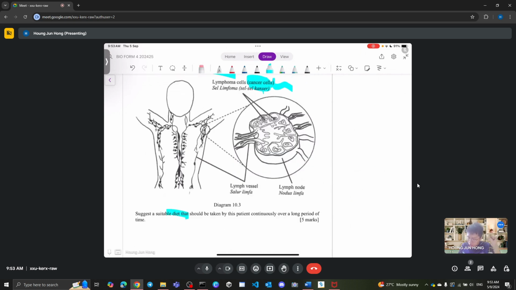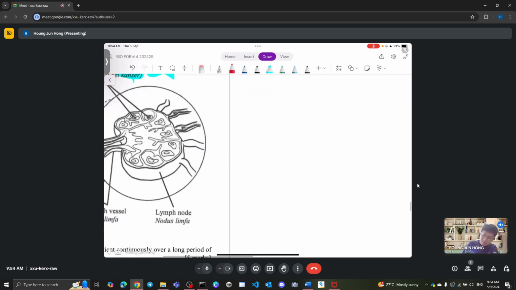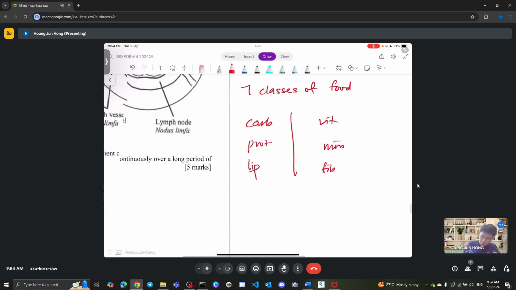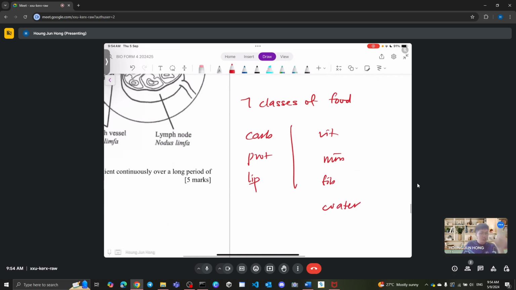Again, going back to the very simple thing over here. Whenever you are having a menu suggestion or whatever, you should always remember you always have what? Your 7 classes of food. So please remember this. You have carbohydrate, protein, lipid, and the others. You have vitamin, mineral, fiber, and water. So you are always having 7 of them. So just always circle your answer around these 7.